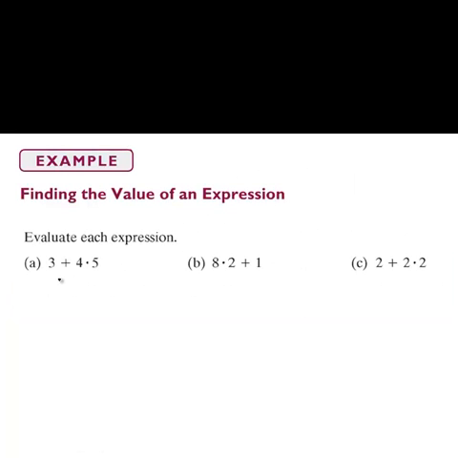So if you see 3 plus 4 times 5, well, you're going to take 4 times 5 first to make 20, and then plus 3. All right, so you have 3 plus 20 is equal to 23. It would be wrong for you to do 3 plus 4 first and then multiply by 5. No, you just do the multiplication first and then add 3.